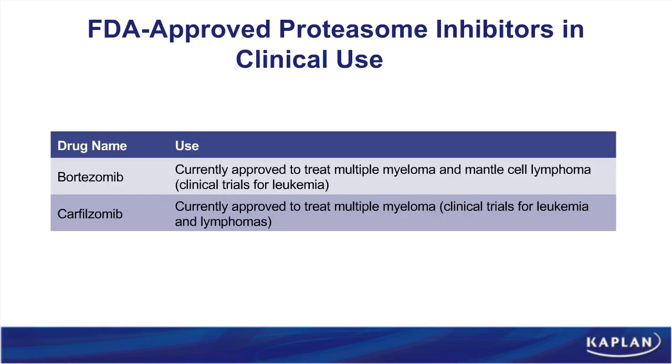At the publication of this book, there were only 2 drugs that were FDA approved as proteasome inhibitors. Probably there are already more now, because that's what happens in both immunology and pharmacology. Both were FDA approved to treat multiple myeloma. They are looking at other trials for leukemias and lymphomas for these proteasome inhibitors as well.